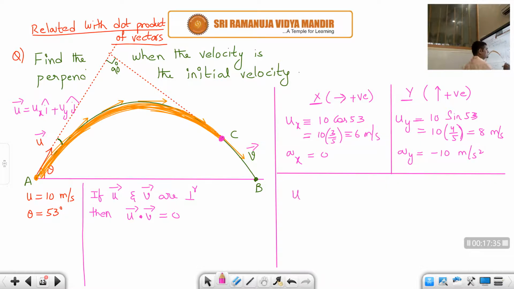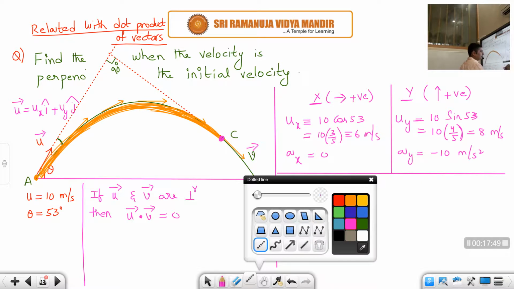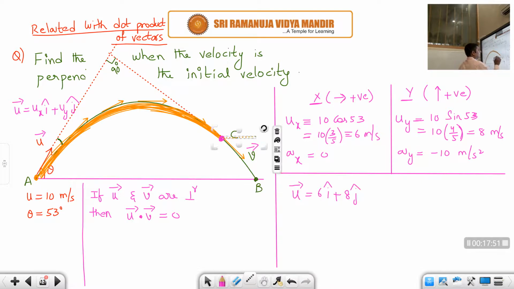Now the u vector is equal to, ux is how much, students? 6 i cap plus 8 j cap. Now when it comes to the v vector, it will have two components, correct or not? One is the x component and one is the y component. So this v vector can also be written as vx i cap, and this vy will be in the downward direction, so minus vy j cap.